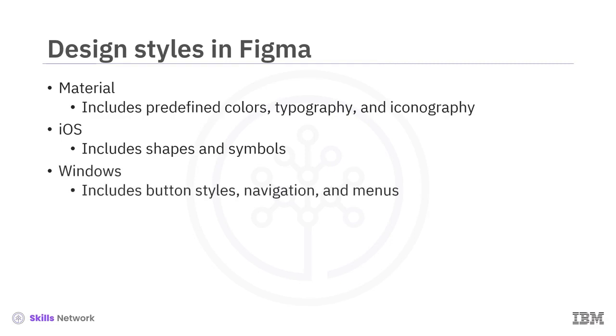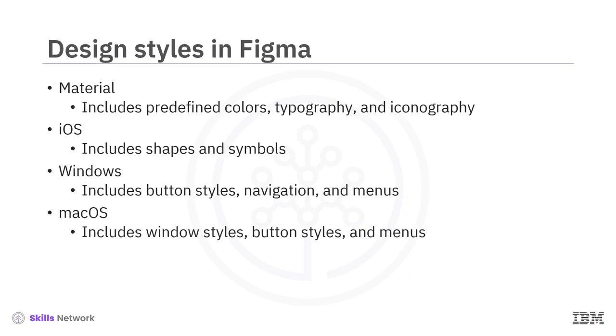Windows includes a set of predefined colors, typography, and iconography, as well as other design elements such as button styles, navigation, and menus that are unique to Windows design. Mac OS includes design components that are exclusive to the Mac OS design language. Fluent in Figma includes design elements such as shadows, depth, and animation effects unique to Fluent design.